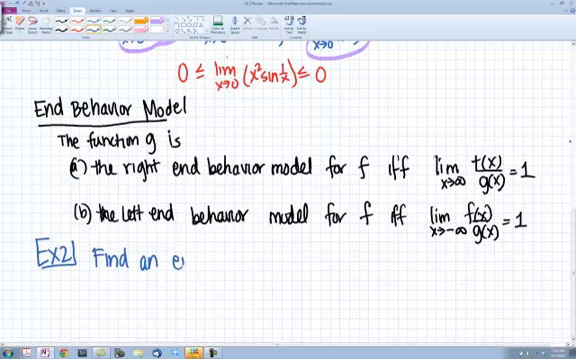And there are many sorts of answers for an end behavior model. It's just sort of a generic one that we're looking for. So you'll see that in a second.